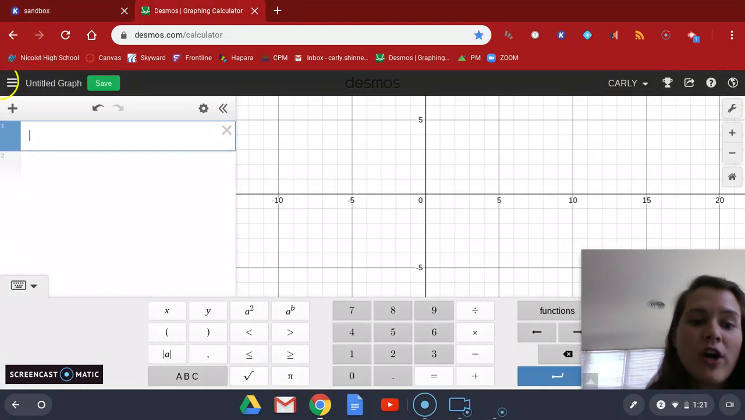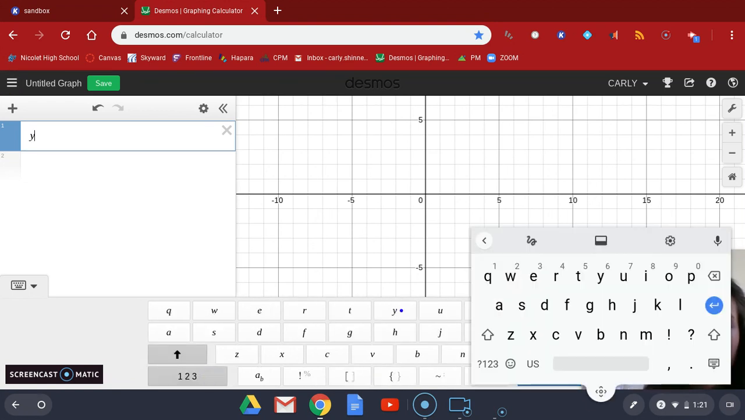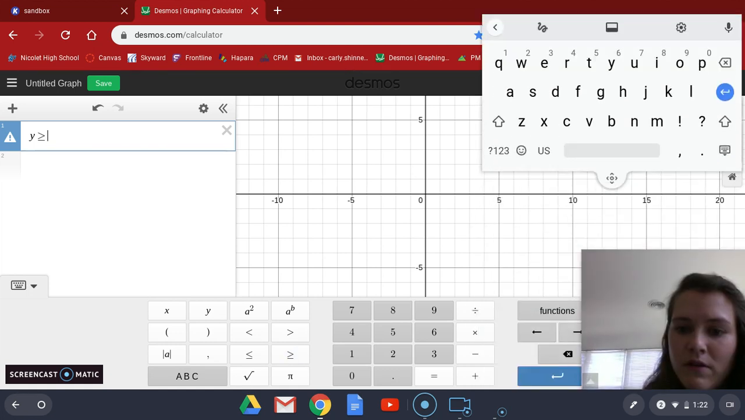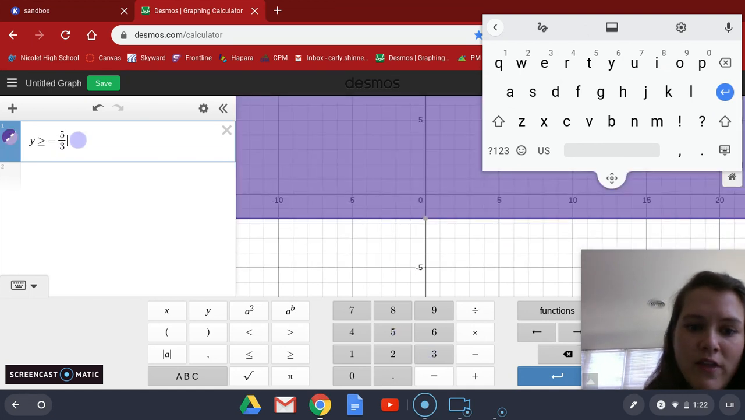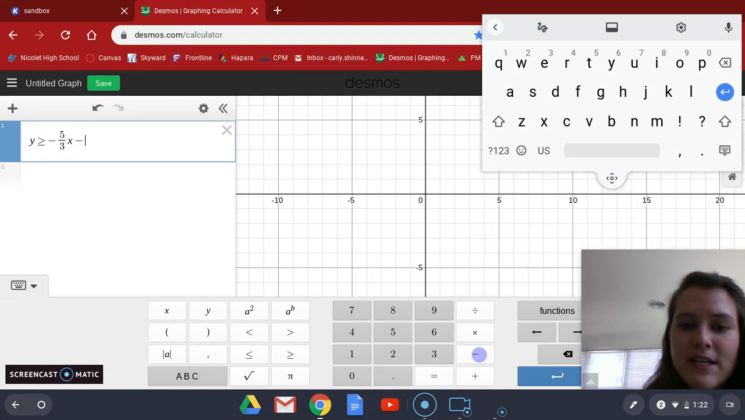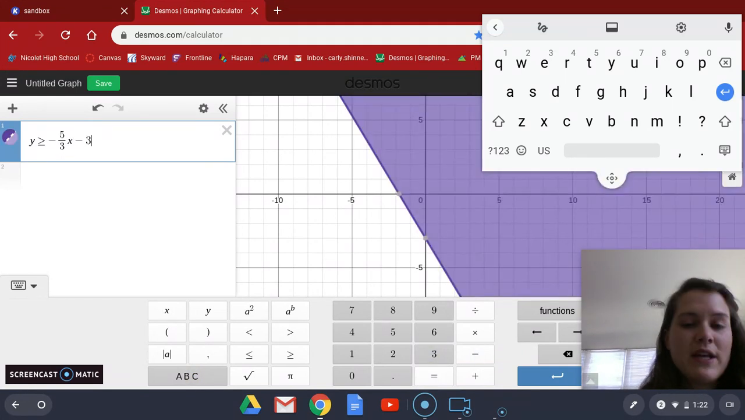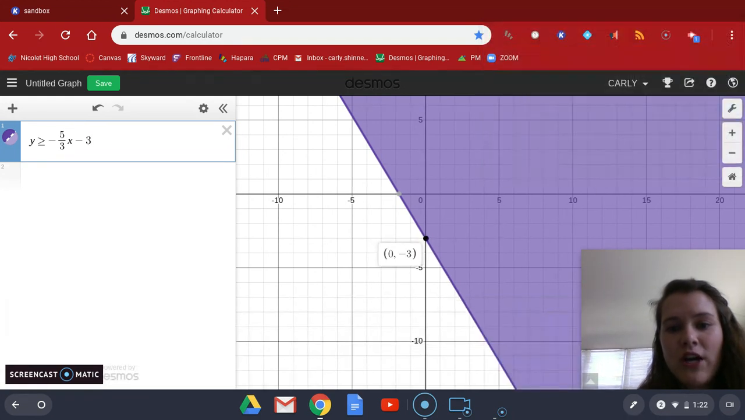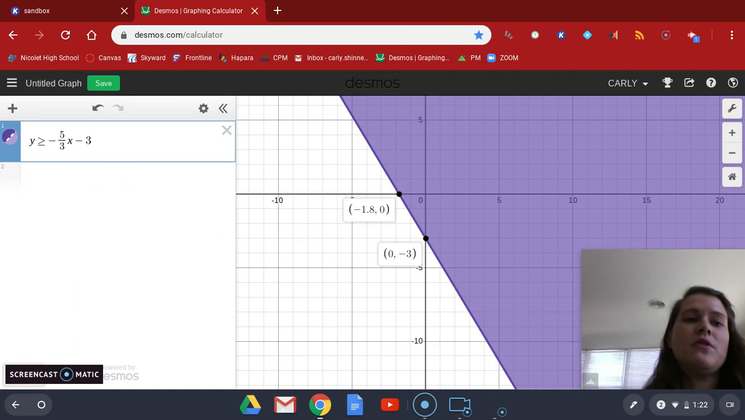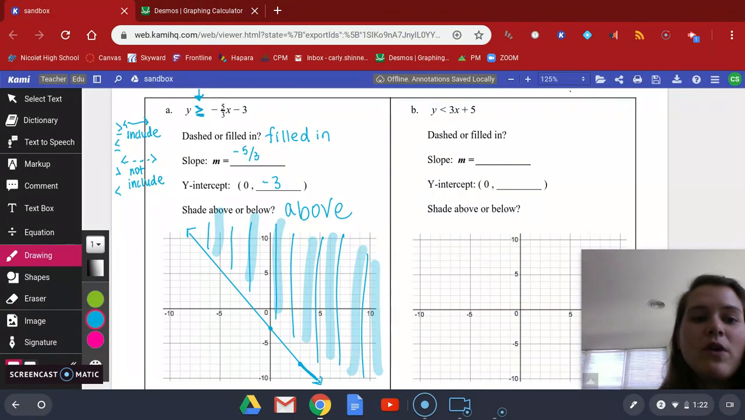Let's make sure we remember how to check our work here. This is going to be super key. I type in y greater than or equal to negative 5/3, make sure the x is up there, and then minus 3. I like to see it graphed on Desmos. It looks pretty. We can see that it's filled in, check your intercepts here, and shade above. So it looks like ours over here. Awesome, so we know we're good to go. Let's try this next one over here.